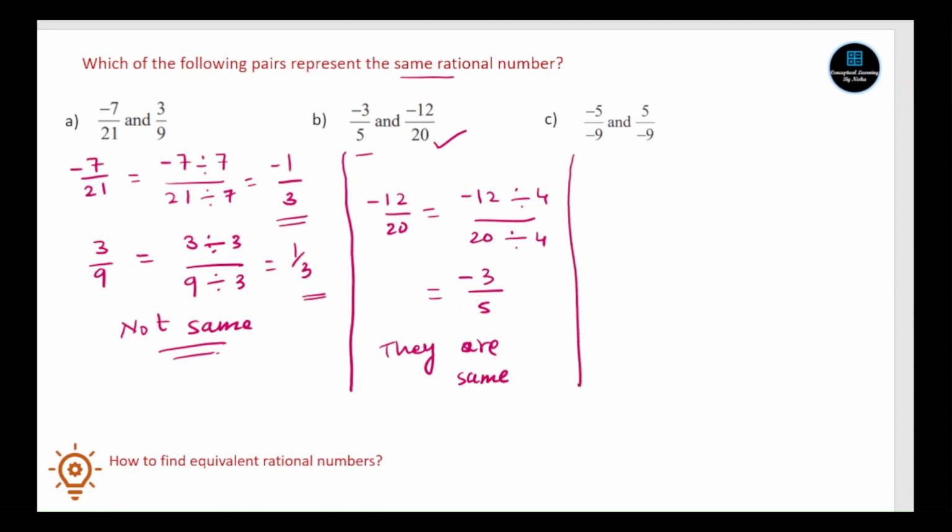Now minus 5 upon minus 9. What can I say? I can multiply both by minus 1 to get rid of the minus sign. So what do I get? 5 upon 9 and minus 5 upon minus 9. I hope you understood equivalent rational numbers now, right? Perfect.